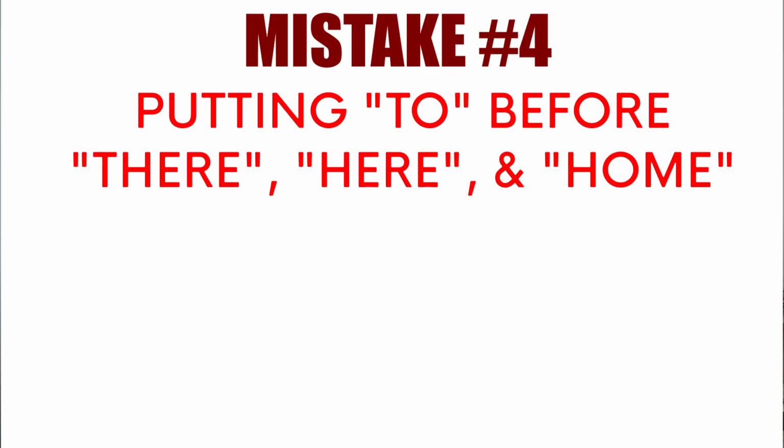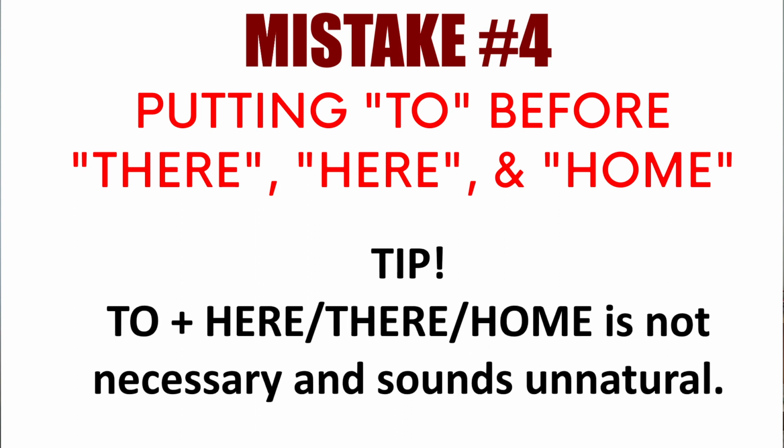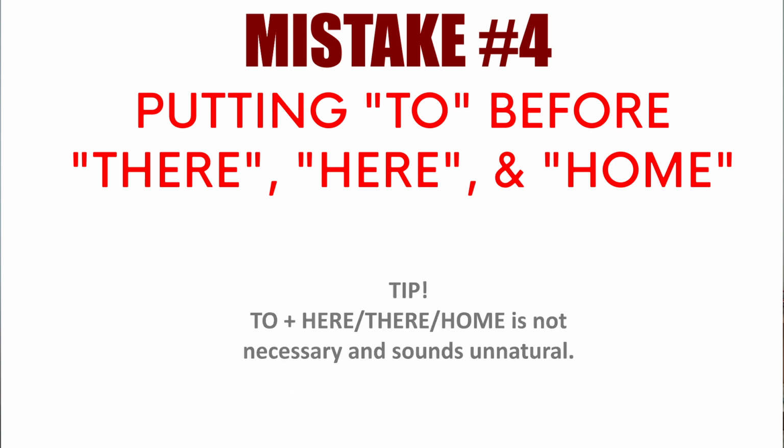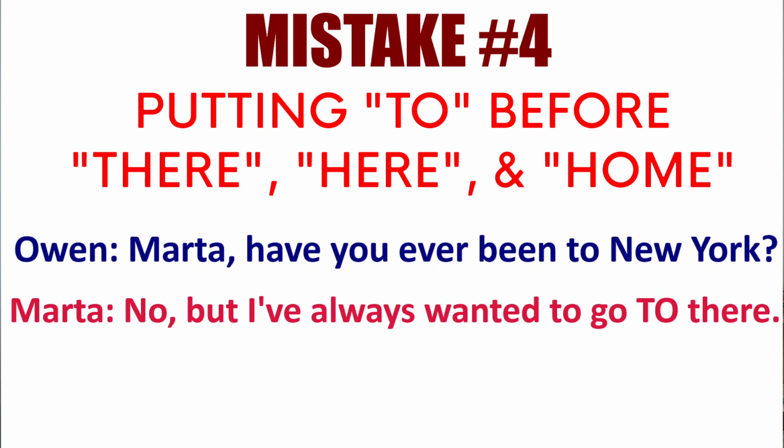Number 4, putting to before here, there, and home. When you use to with here, there, and home, you do not need to use to before it. This is more important with to than other prepositions. Here's an example. Marta, have you ever been to New York? No, but I've always wanted to go to there.